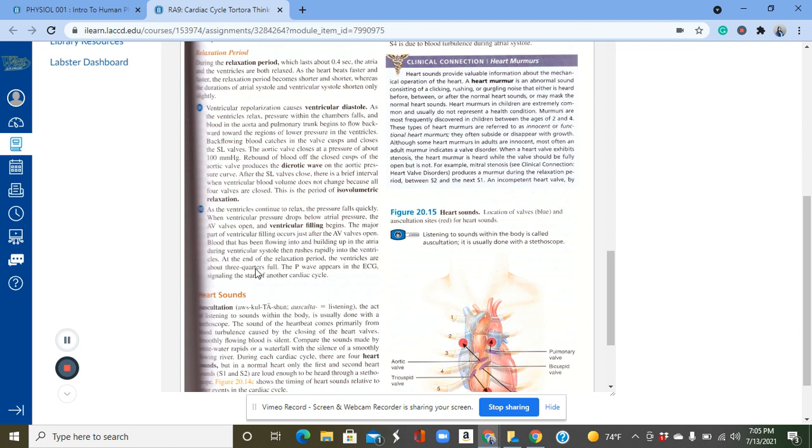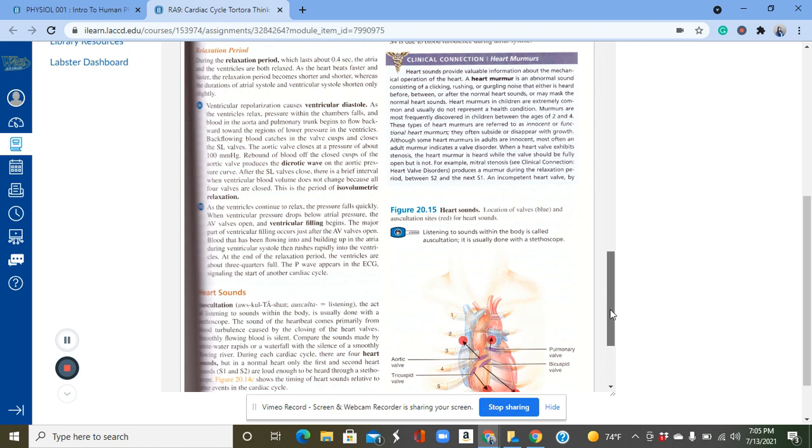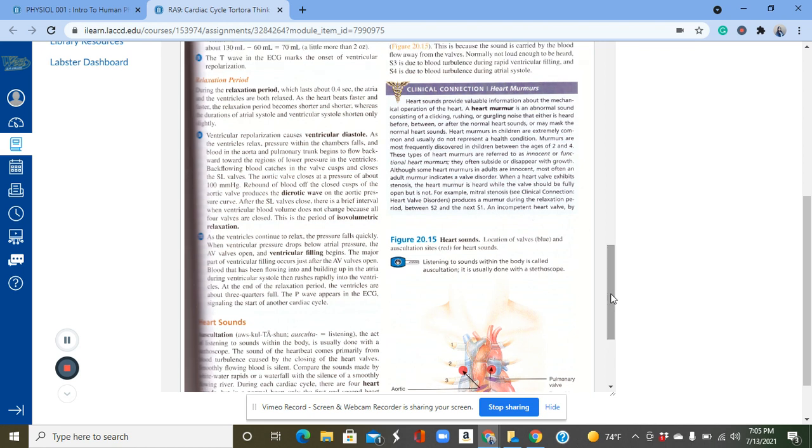The major part of ventricular filling occurs just after the AV valves open. Blood that has been flowing into and building up in the atria during the ventricular systole then rushes rapidly into the ventricles. At the end of the relaxation period, the ventricles are about three-quarters full. The P wave appears in the ECG, signaling the start of another cardiac cycle.